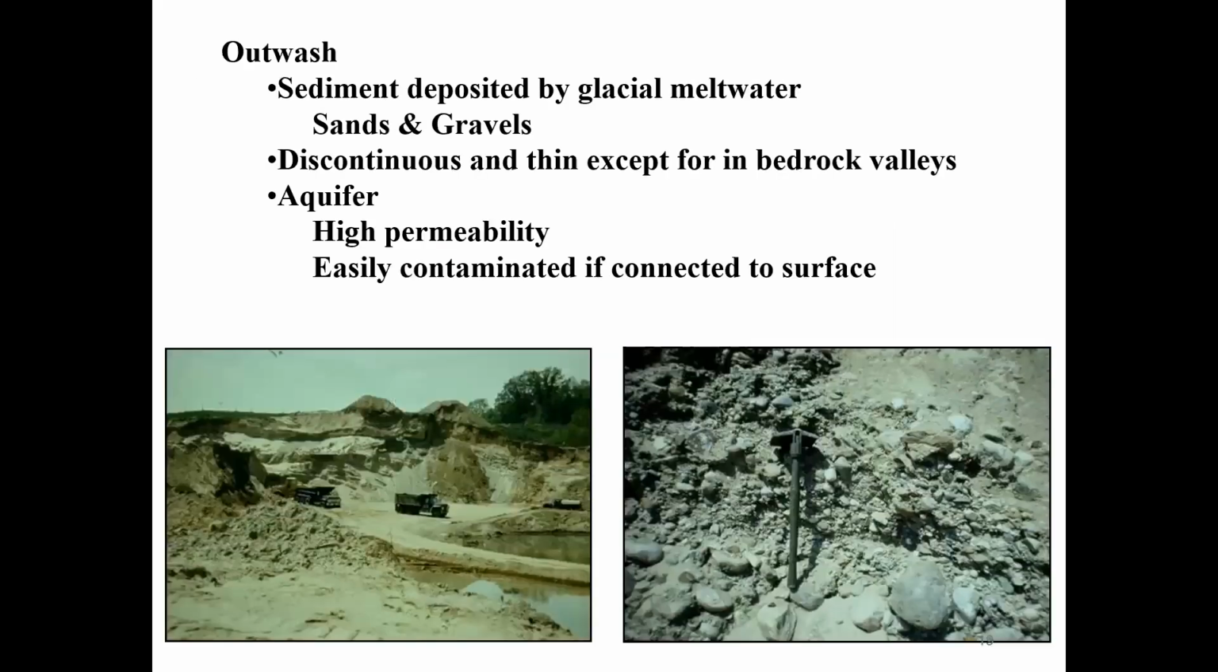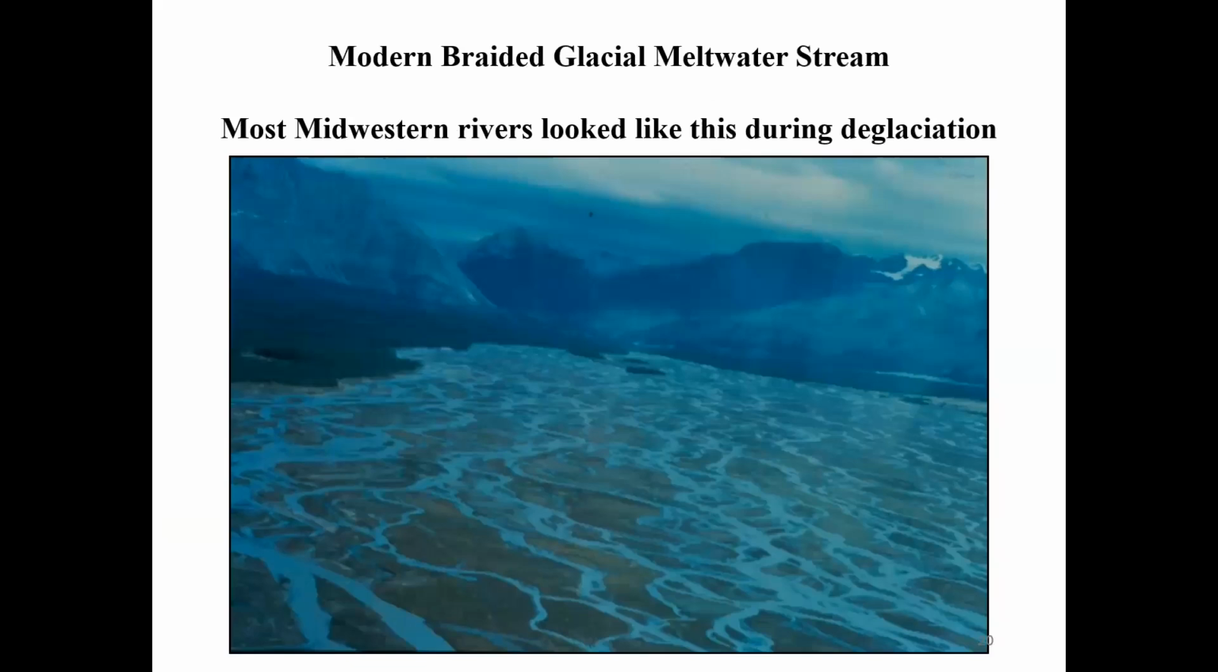Now, when the ice melts in the summer, we get material called outwash. And these are meltwater streams that have sand and gravel in them. These make excellent aquifer materials. The problem is they're easily contaminated if they're shallow or close to the surface. So urban and agricultural activities can introduce contaminants that can move through this stuff rapidly.